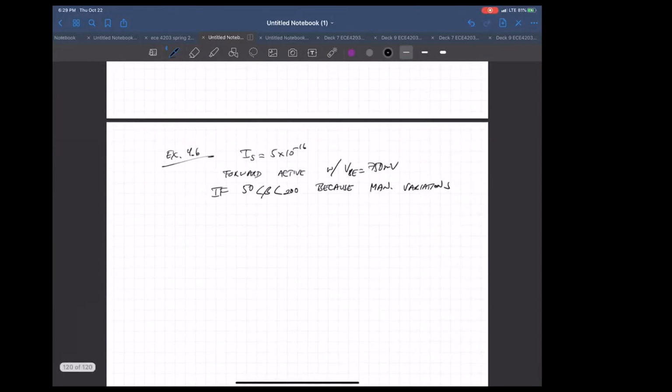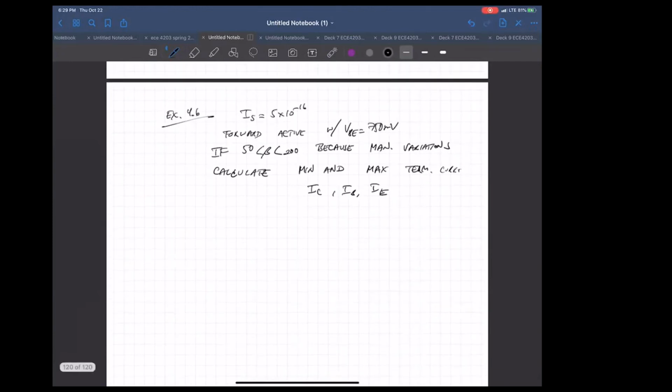Variations, calculate min and max terminal currents, which are I sub C, I sub B, and I sub E. So why don't you guys give that a shot for a few minutes, and then we'll hit it together.